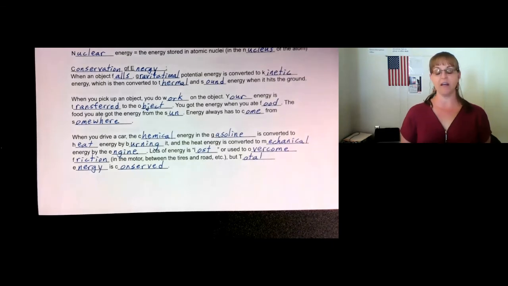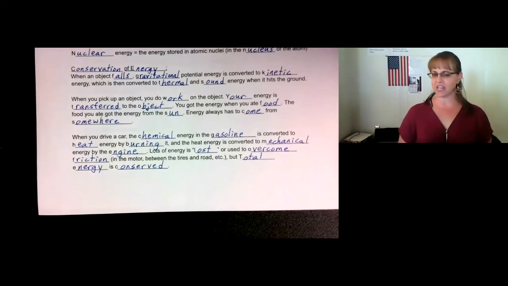When you drive a car, the chemical energy in the gasoline is converted to heat energy when it burns the gasoline. The heat energy is then converted to mechanical energy by the engine. Remember, mechanical energy is a combination of potential and kinetic energy. But then lots of energy is lost. Well, remember, it's not truly lost, it's converted. This energy is used to overcome friction inside the motor, which actually produces a bunch of heat. And that's how the energy of your engine is lost. It's lost to friction by being converted to heat energy.